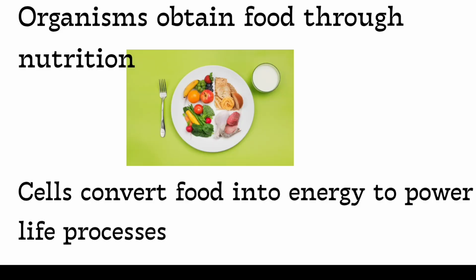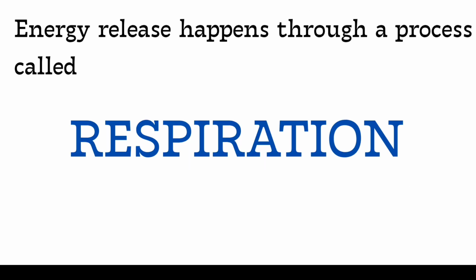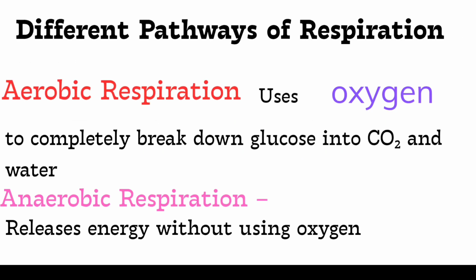In our last class, we learned how organisms obtain food through nutrition, but eating food is only the beginning. Our cells need to convert that food into energy to power every single life process. And do you know how this energy release happens? This energy release happens through a process called respiration. Respiration is the process by which food, mainly glucose, is broken down to release energy for life processes. Let us explore more about the process of respiration.